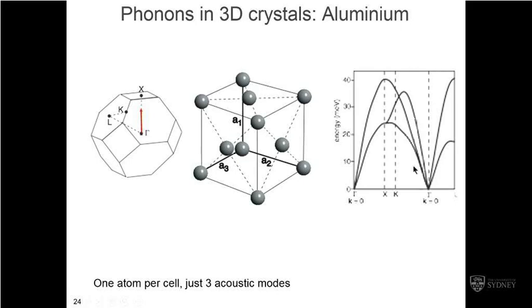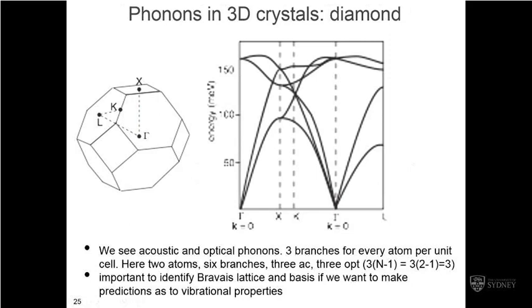What about diamond? What would you expect to see for diamond? We can first of all see we're getting acoustic and optical branches. How many atoms per cell does diamond have? 2? Yeah, it's got 2 atoms per cell. We get 3 branches for every atom per unit cell, so we've got 6 branches. 3 are going to be acoustic, and the rest of them will be optical.